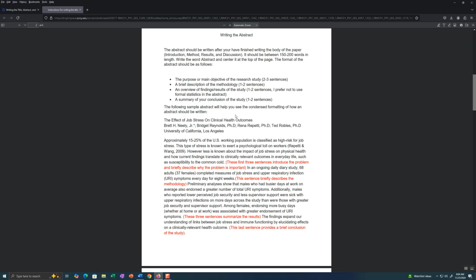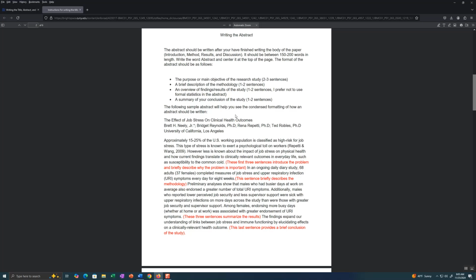Among females, endorsing more busy days, whether home or work, was associated with greater endorsement of URI, upper respiratory infection symptoms. So these sentences summarize the results without the statistics. Basically, that's saying that we found in this study, or they found, that males who had busier work days reported more symptoms. And males that have lower job security reported more symptoms. And females who had busy days also reported more symptoms.